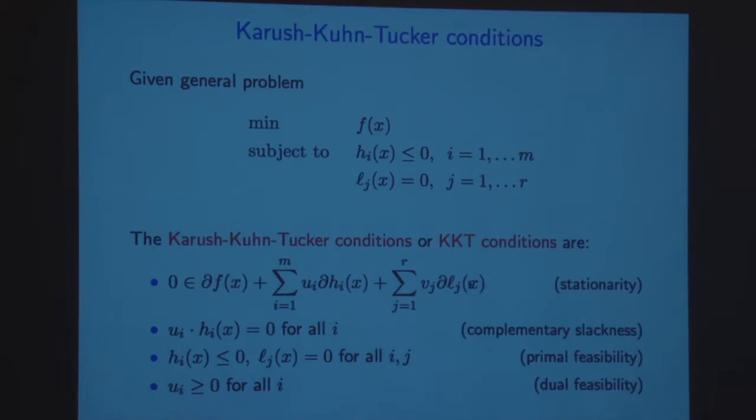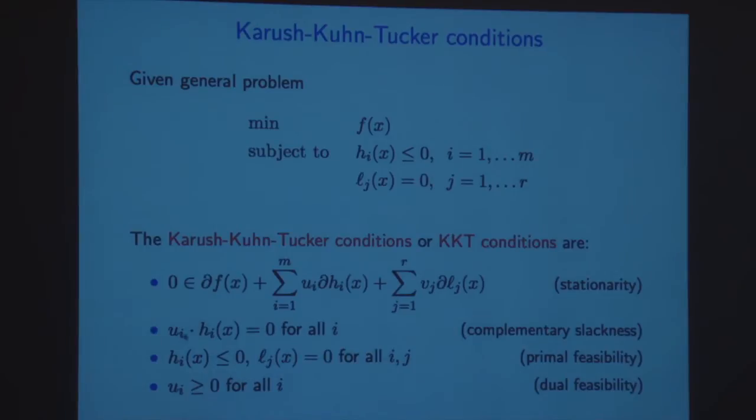Okay, so that's like saying that if we wrote down the Lagrangian, which was f(x) plus the sum of u_i h_i(x) plus the sum of v_j l_j(x), and we took the subgradient with respect to x, treating u and v as fixed, then we're saying that there has to be a 0 subgradient of the Lagrangian at x.